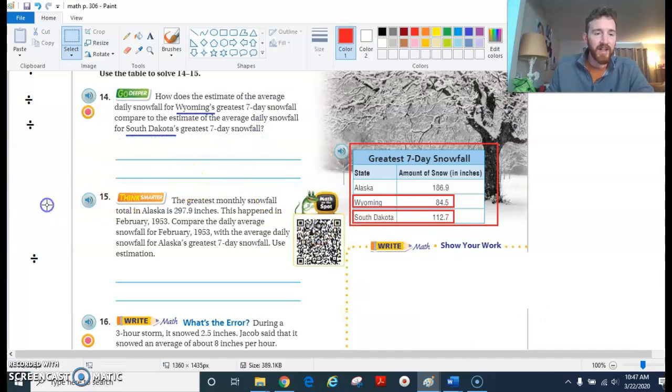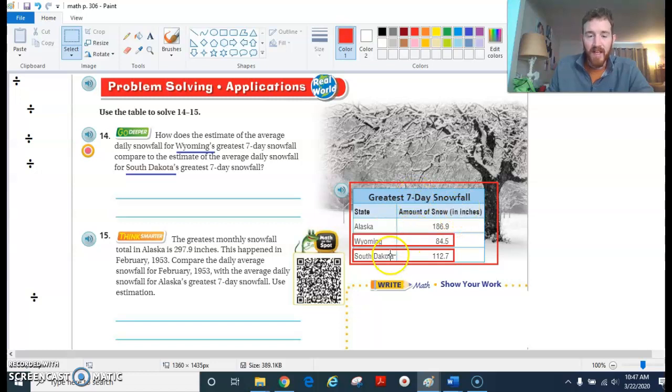So we've got a chart here with some snowfall amounts and how much snow they get in certain states. We're going to compare a couple. We're going to compare by estimating. So again, when we estimate, we're not getting exact answers, we're just getting close. It's all about practicing that process of using those compatible numbers.